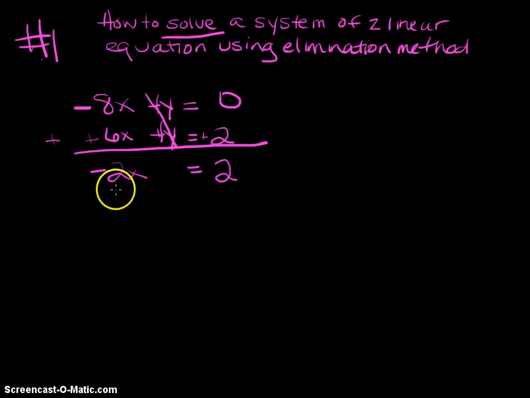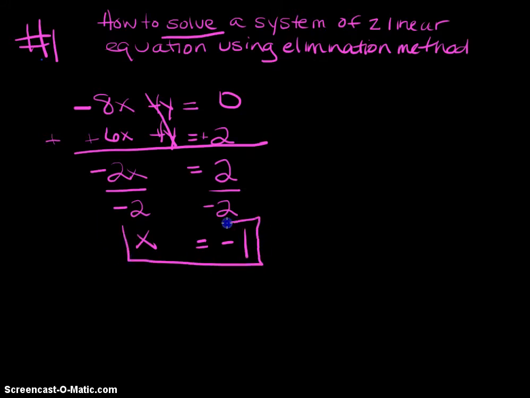And then we treat this like a normal equation. Negative 2x equals 2. So we're going to solve for x, and that's being multiplied together, negative 2 times x. So to undo multiplication, we divide. And what I do on one side, I do on the other. Negative 2 divided by negative 2 is 1, so I'm left with 1x. 2 divided by negative 2 equals negative 1. So I already have an answer here for x. x equals negative 1.